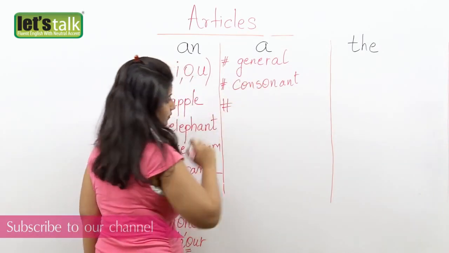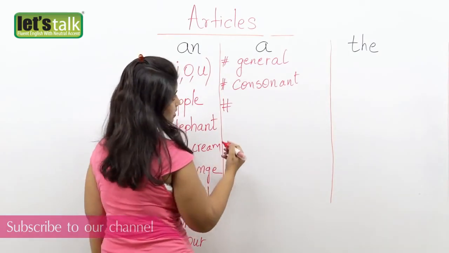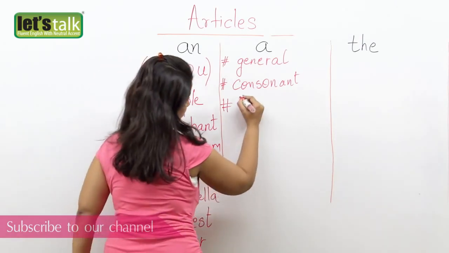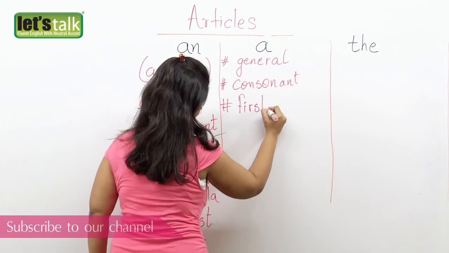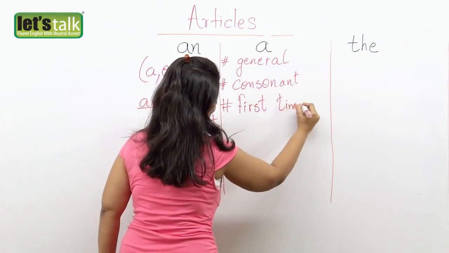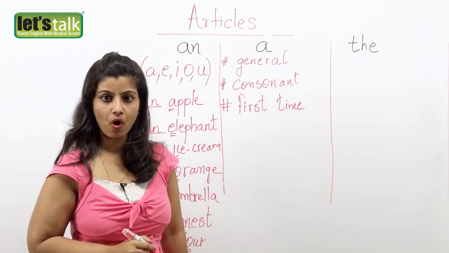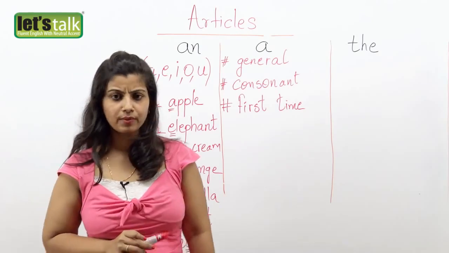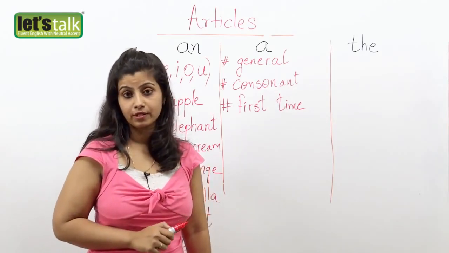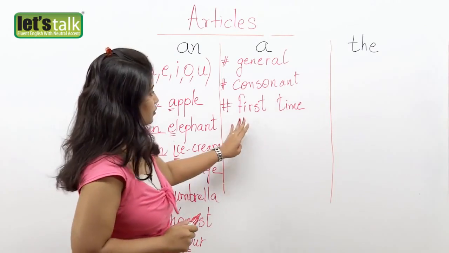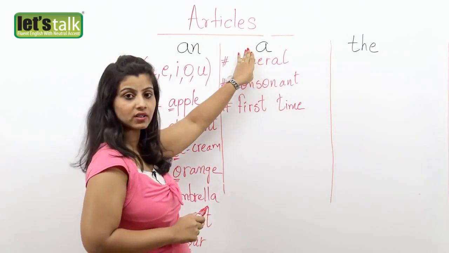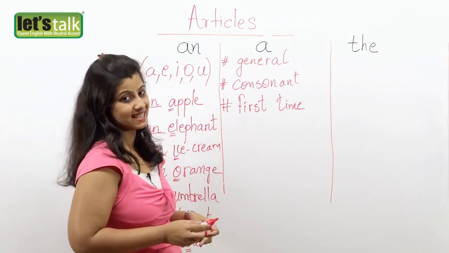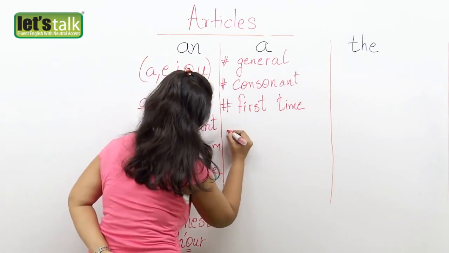The third important point for you to remember about A is when you are talking about something for the first time. Okay, when you are talking about something for the first time. I saw a beautiful tree. So you haven't mentioned this tree to me before. So obviously you are talking about it to me for the first time. Okay, so first time. I'm going to place my article A in my sentence whenever I'm talking about something for the first time. Let's take this as an example.